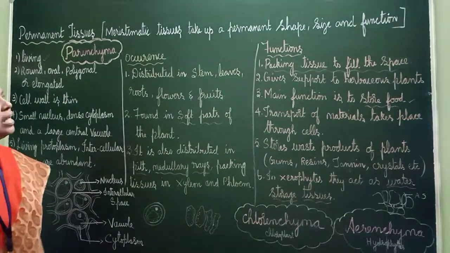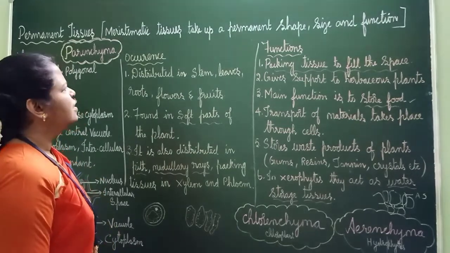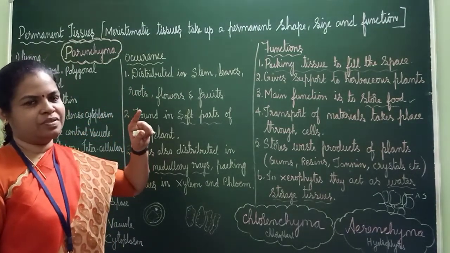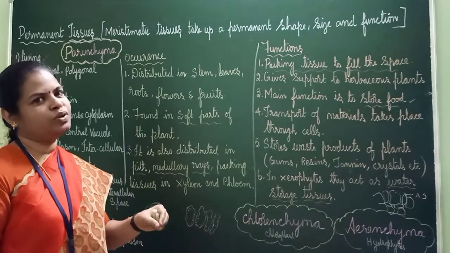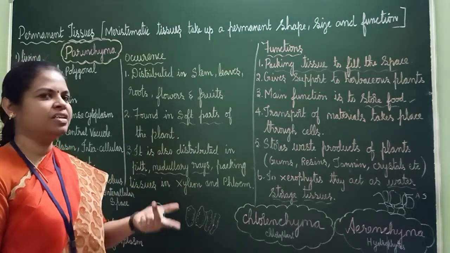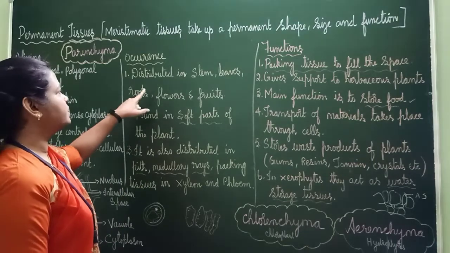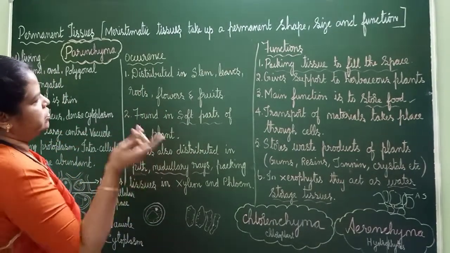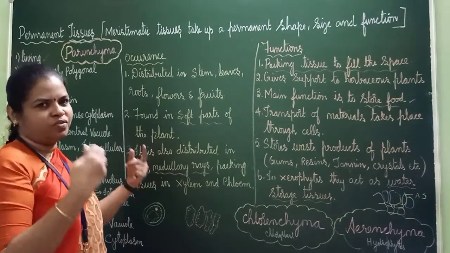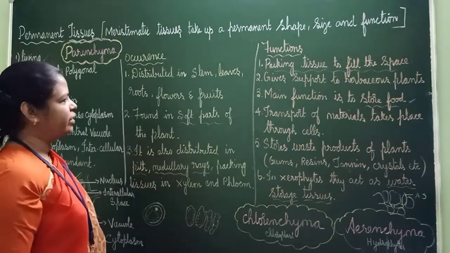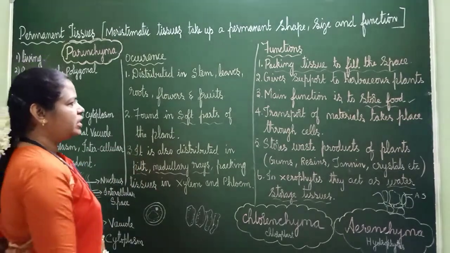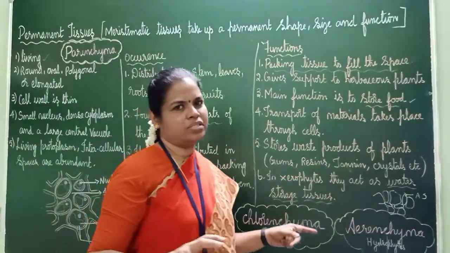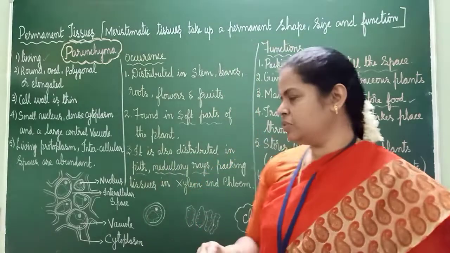Occurrence. Where is it seen? It is distributed. Obviously, the answer is in plant cells. In plant only plant tissues will be seen. You can't see it in animals. In plants, it is distributed in stem, leaves, roots, flowers, fruits. Everywhere parenchyma cells are there. It is found in the soft parts of the plant. It is not seen in the bark and all outside. In the soft parts of the plant only it is seen.